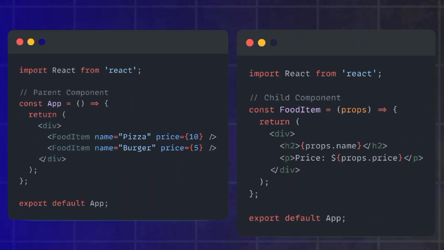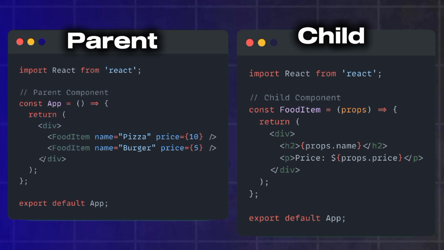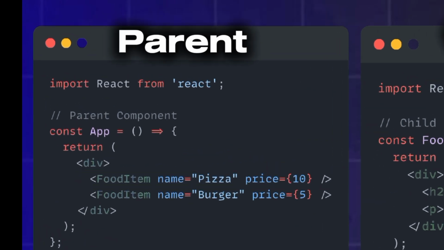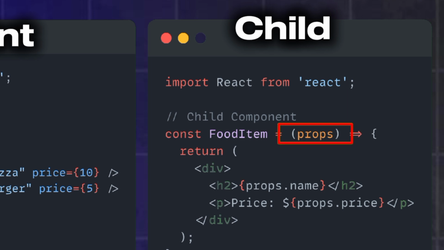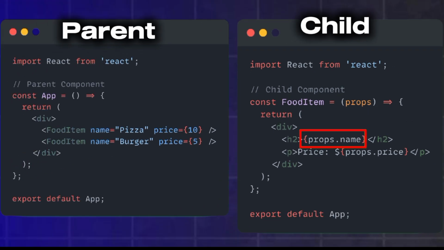Let's take a look at this example. In here, I have two components, the parent component and the child component. Imagine in a food delivery app, when we want to display different food items with their names and price, all we have to do is to pass them as props to the child component. This way, we can use them anywhere in our child component. This makes our components reusable in any food item.